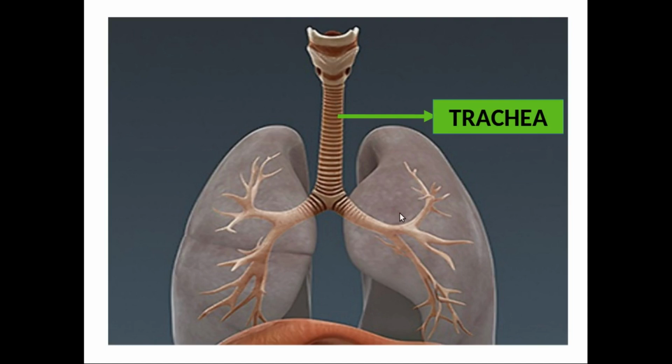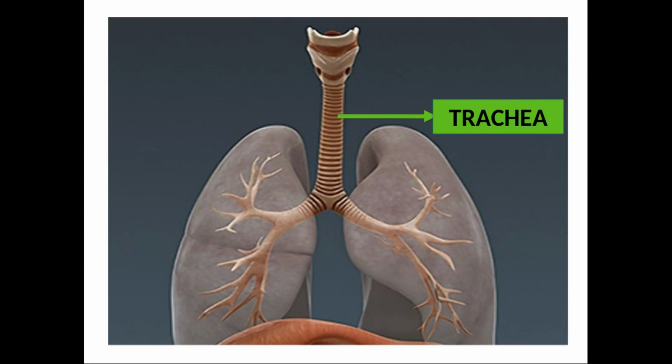Here you can see it is protected with C-shaped rings of cartilage. The rings of cartilage prevent the trachea from collapsing when less air is present in it.